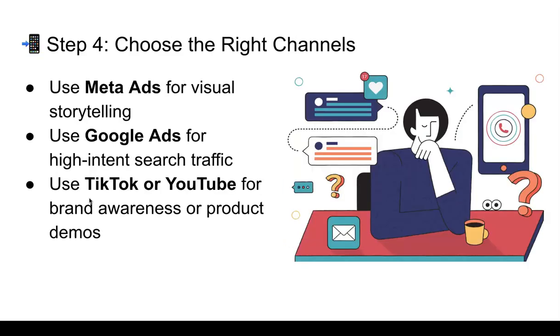Next, step 4, you want to choose the right channels. Select the best platforms based on where your audience spends the most time and what makes the most sense for your campaign goal. For example, Meta Ads is for visual storytelling. Google Ads is for high intent search traffic. TikTok or YouTube is for brand awareness or product demos.